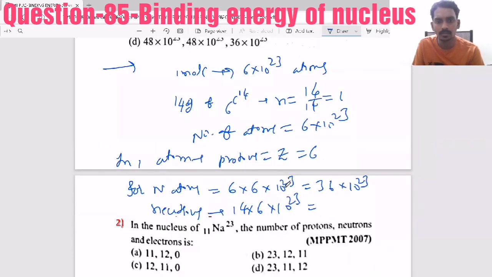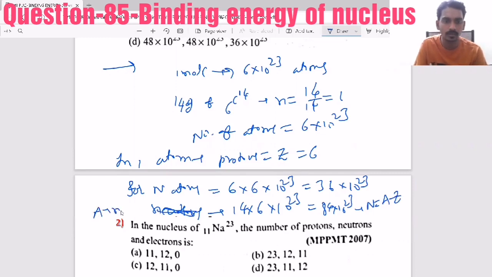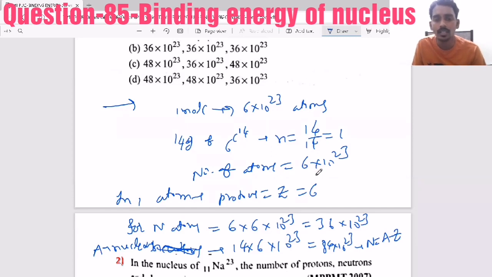So then it will become, this is total number of nucleons. This is 84 into 10 power 23. Therefore, number of neutrons means A minus Z. This is not neutrons, this is total nucleons. So total nucleons, this means 84 into 10 power 23. So number of neutrons means A minus Z. So 84 minus 36 means 48. So like that, you need to understand how many number of protons or neutrons will be there in a particular atom or in a particular amount of atom.